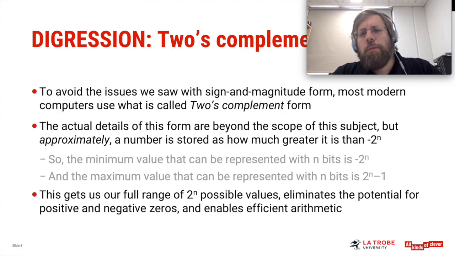So the minimum value that you can represent with n bits is negative 2 to the n, and the maximum value that you can represent with n bits is 2 to the n minus 1. So that gets us our full range of 2 to the n possible values: 2 to the n, plus 2 to the n minus 1, plus 1 for 0. It eliminates the potential of positive and negative zeros, and it also enables efficient arithmetic on the hardware. So this is what most computers in the real world actually use, 2's complement form. You can look it up if you're curious about it. There's a good Wikipedia page, but it's more complicated than you need to know for the purposes of our subject.